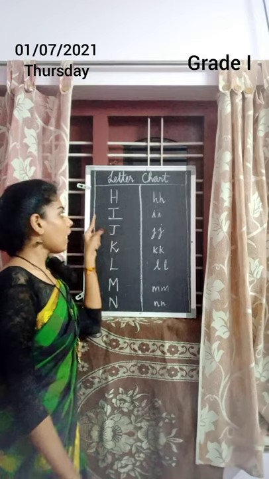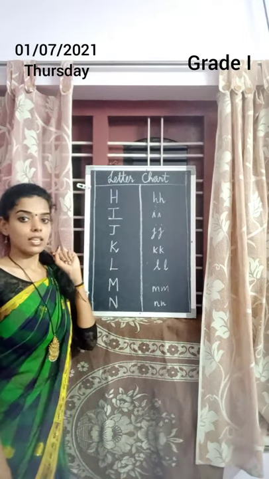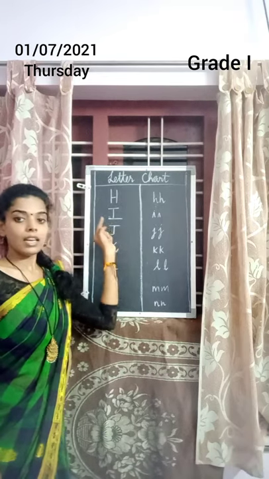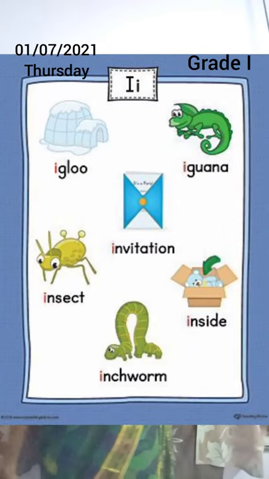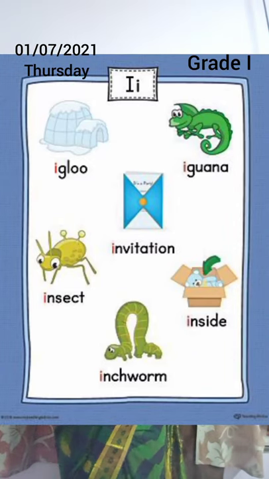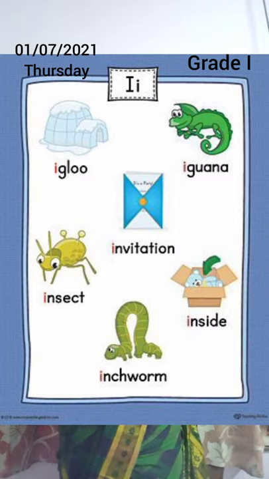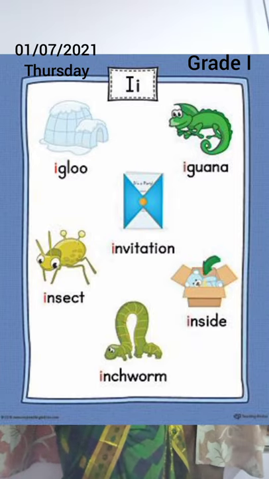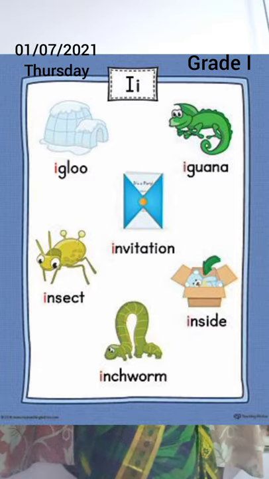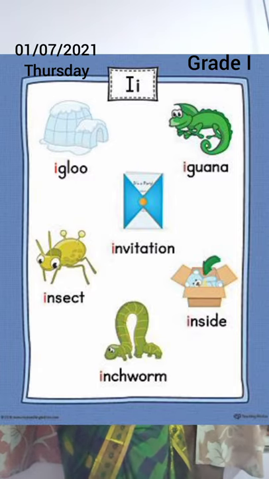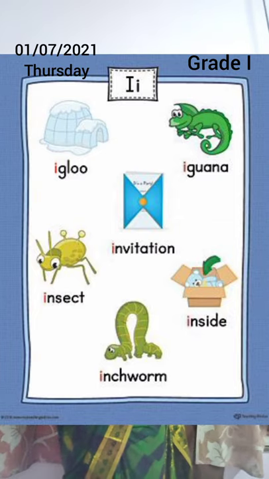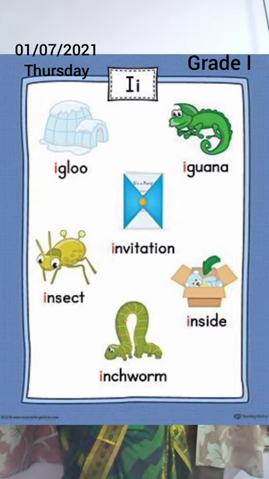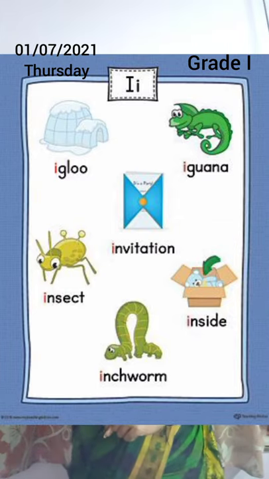The next one is I. What's the sound of I? The sound of I is E. So the example is igloo. I-G-L-O-O. Igloo. Iguana. I-G-U-A-N-A. Iguana. Insect. I-N-S-E-C-T. Insect. Invitation. I-N-V-I-T-A-T-I-O-N. Invitation.